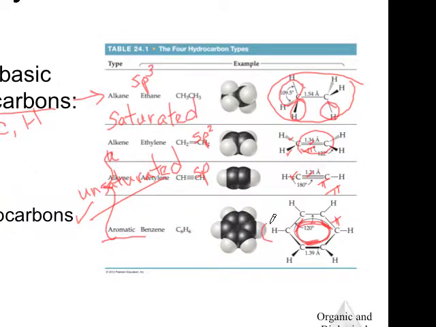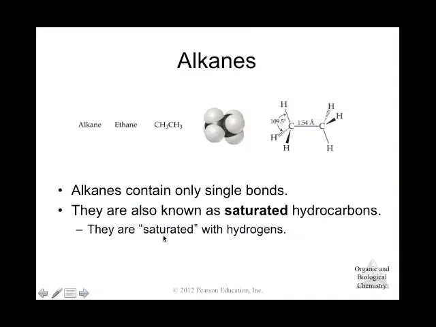Those pi bonds, those p orbitals, are up above and below the plane of that six-membered ring, and that is the electron density that the circle designates, and that leads to reactivity. All three of these are more reactive than the alkanes. The alkanes have just carbon and hydrogen, not a whole lot there to react with.